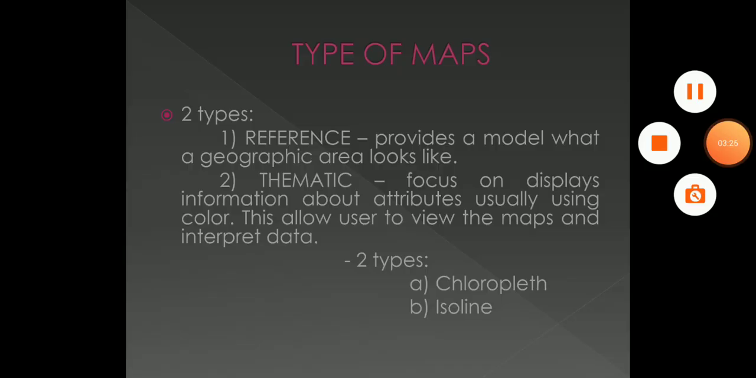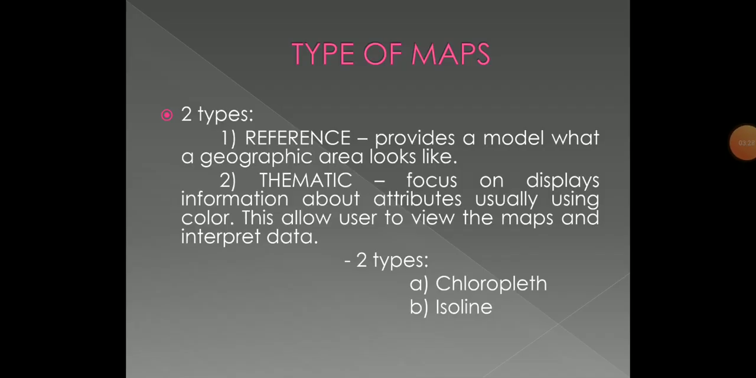So we have two types of thematic map, which are choropleth and isoline. A choropleth map illustrates information about an attribute's value by applying colors to polygons, lines, or points. Frequently the colors are graduated by adjusting the hue slightly to illustrate increasing values.